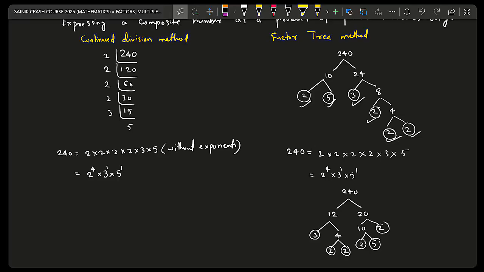Jayant, do you have any doubts? Yes, sir. In the factor tree method, do we have to take only prime numbers? At the end, we have to stop at prime numbers. In between, you can take composite numbers, no problem. But when prime numbers appear, you have to stop branching. Okay, sir.